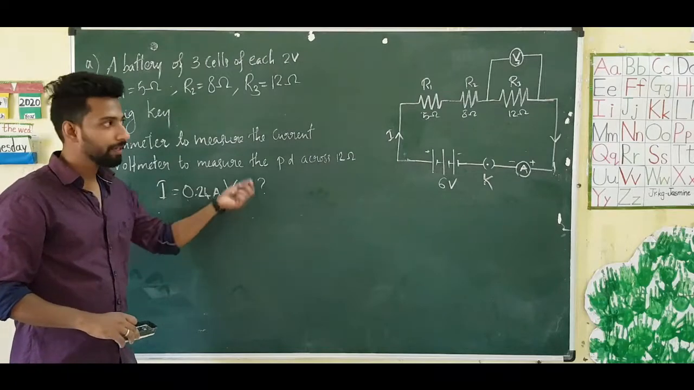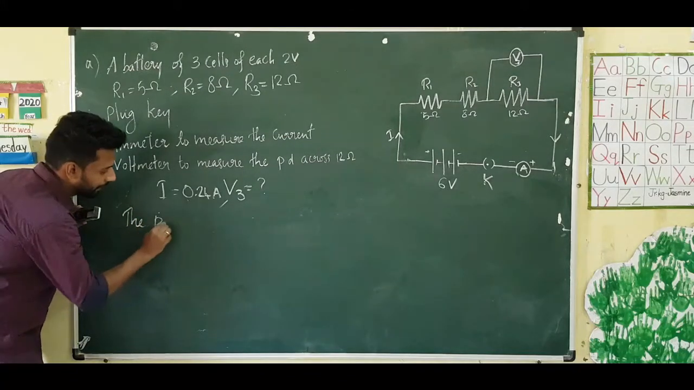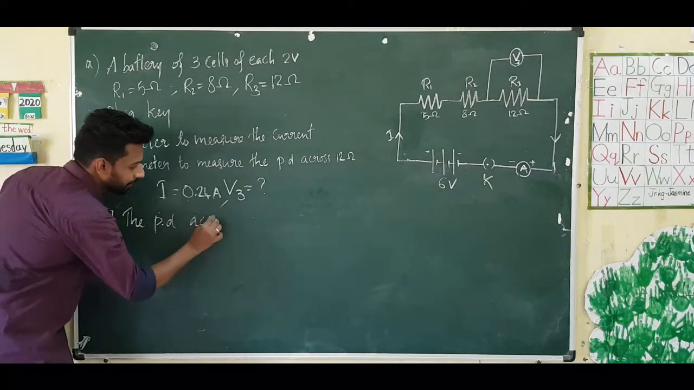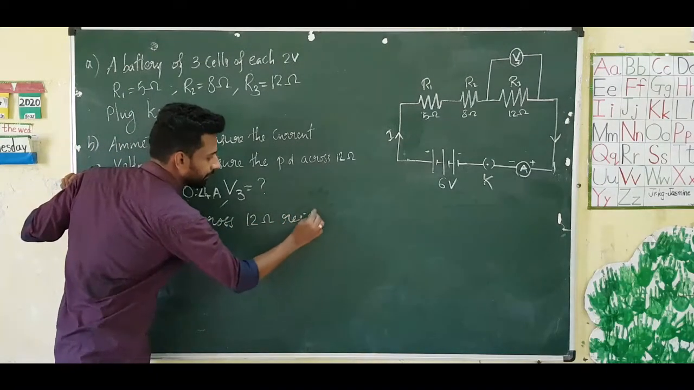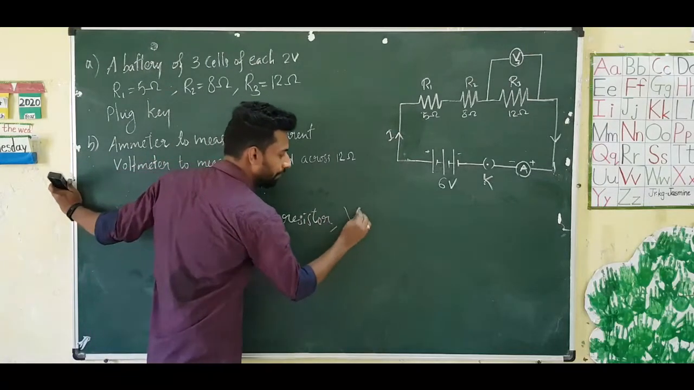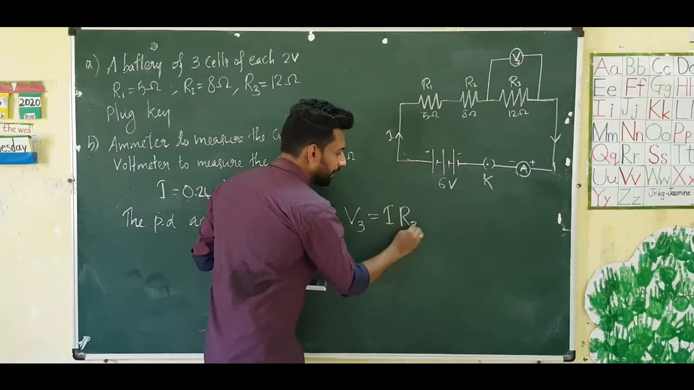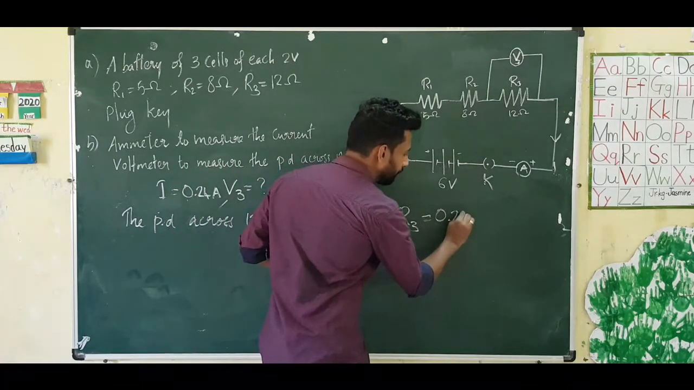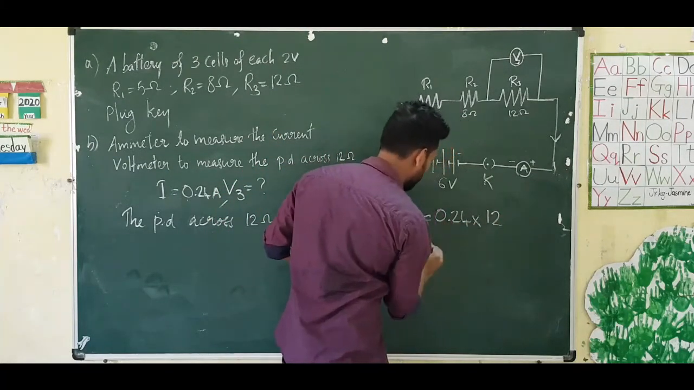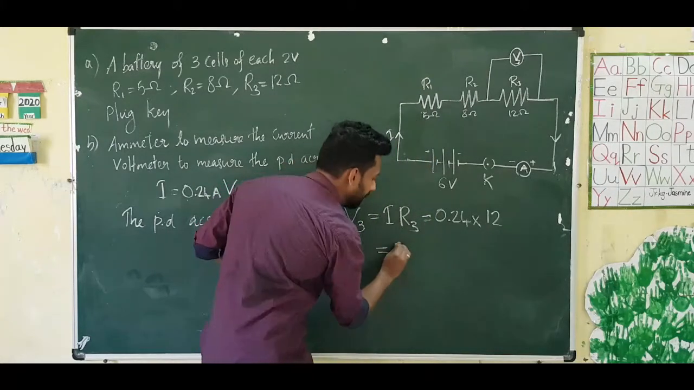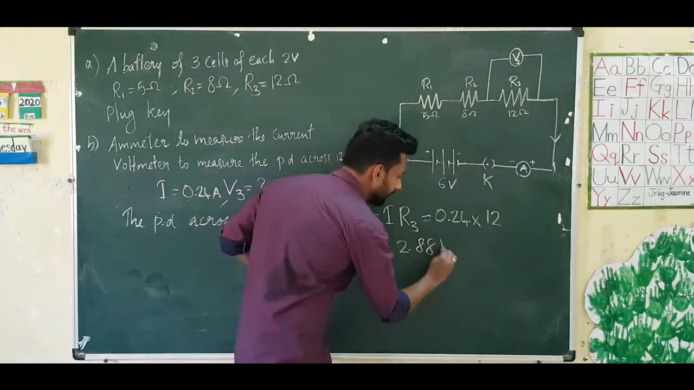Then what is our next thing? We have to find the potential difference across the 12 ohm resistor. The potential difference across the 12 ohm resistor is V3. V3 can be written as I into R3. I equal to 0.24 into R3, that is 12. So our answer will be 2.88. Then what is the unit of potential difference? That is volt.